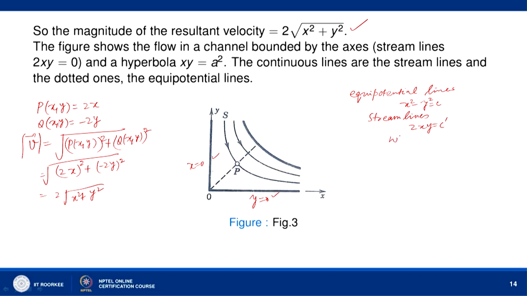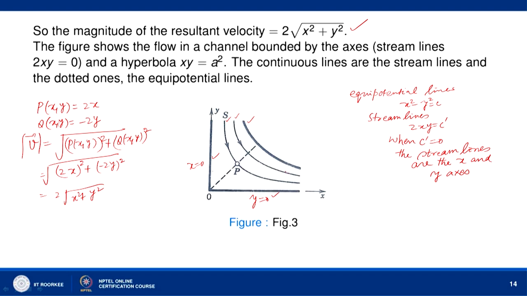So when c dash is equal to 0, the streamlines are the x and y axes. The continuous lines are the streamlines, given by the hyperbolas. You can see here c dash, because we are taking the positive quadrant, you can take c dash to be positive. So when c dash is positive, I can write it as xy equal to a squared. So these continuous lines are xy equal to a squared.